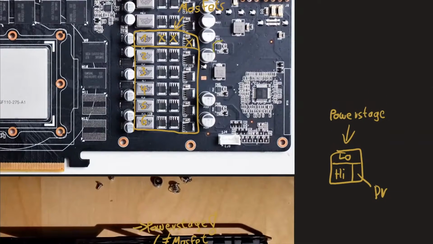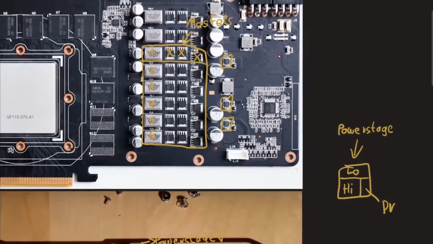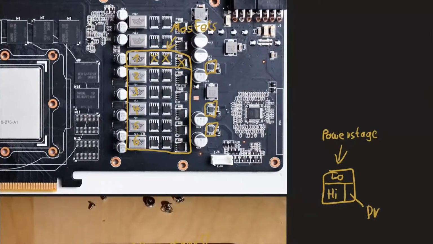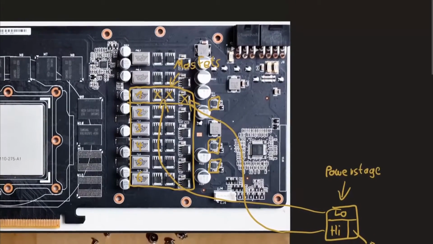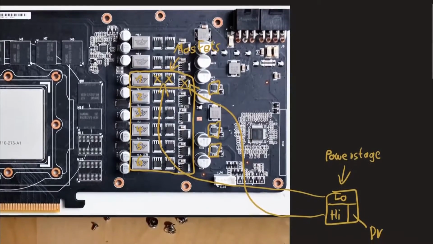And drivers, those are these things here. I'm going to get to those later. So, basically this high side MOSFET is that thing, and this low side MOSFET is those two things right here, because this VRM is using discrete MOSFETs, not a power stage. So originally I thought each of these are also power stages, and I couldn't quite figure out why would you put 3 power stages in one phase.